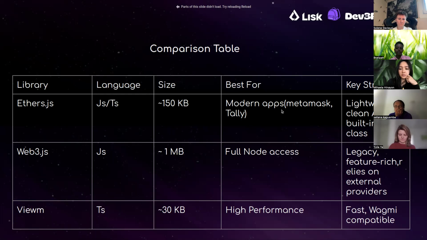Ethers.js is lightweight, it has a very clean API, and it's very easy to use. That's why most of the time when you're trying to build a dApp, you'll be directed to ethers.js. Web3.js is known for being legacy and feature rich, and it relies on external providers, while on ethers.js the providers are already integrated.